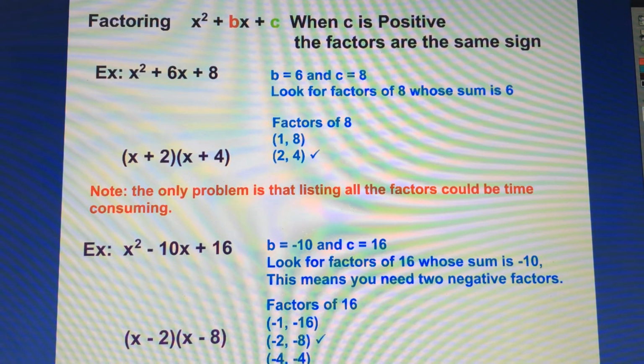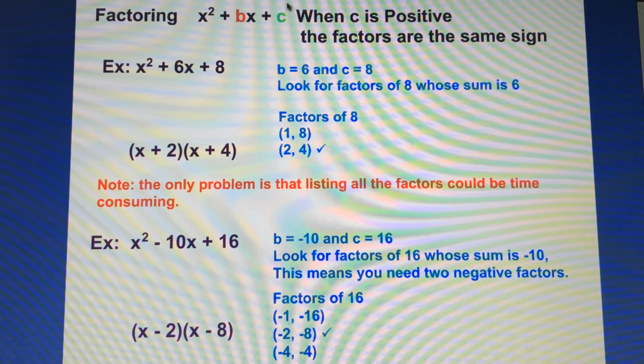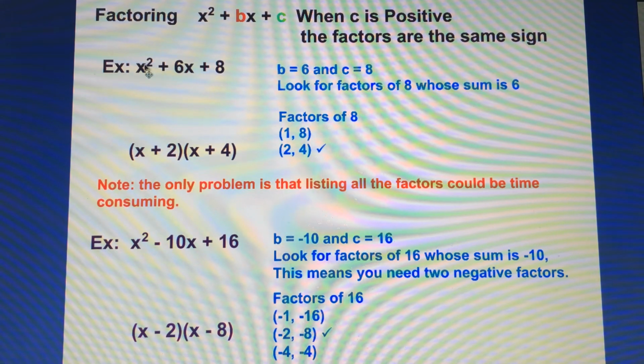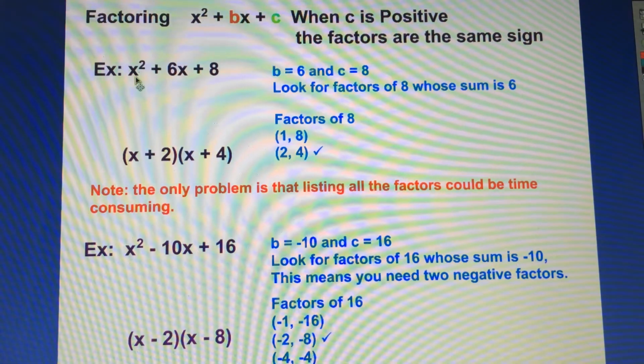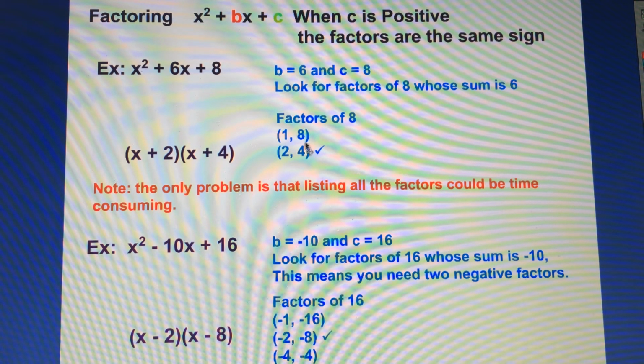So let's try one up here. x squared plus bx plus c when c is positive. So c is still positive. Here's my example: x squared plus 6x plus 8. In this case, b is 6, and my constant c is 8. So I am looking for factors of 8 that when added together will equal 6. And I know that both factors are going to be positive because 6 is positive. I decide on 2 and 4.